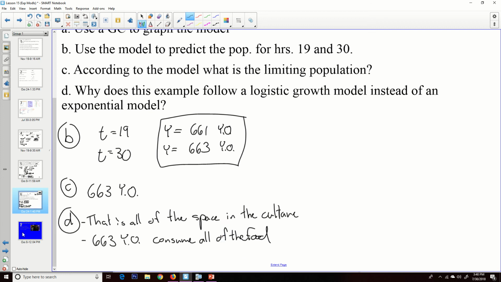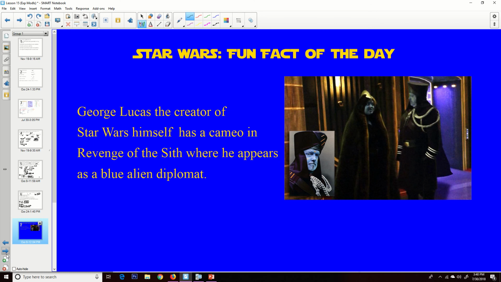All right, that's all I got for today. So the Super Fabu Star Wars fun fact of the day: in Revenge of the Sith, George Lucas thought it was going to be the last Star Wars movie ever, so he had a cameo in the opera scene, and he portrayed a blue alien diplomat. And so there's a picture of old George in his Revenge of the Sith regalia.